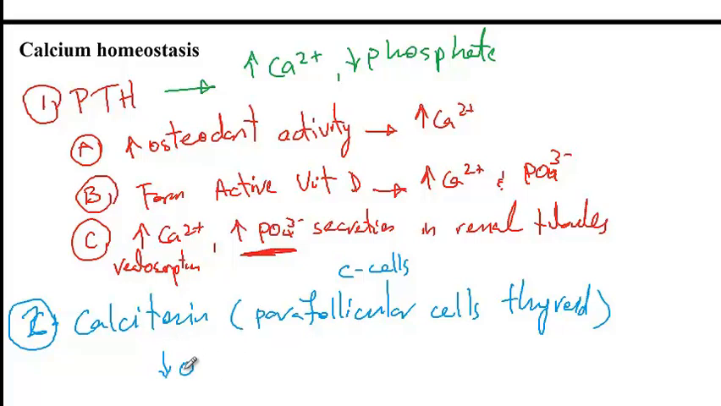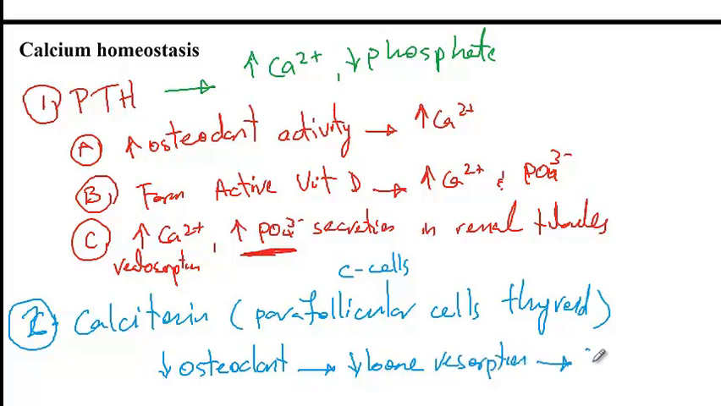So if there is decreased activity of osteoclast, consequently there would be decreased bone resorption, and so therefore there would be a decreased blood concentration of calcium. So keep in mind, calcitonin will decrease blood concentration of calcium, while parathyroid hormone will increase blood concentration of calcium.